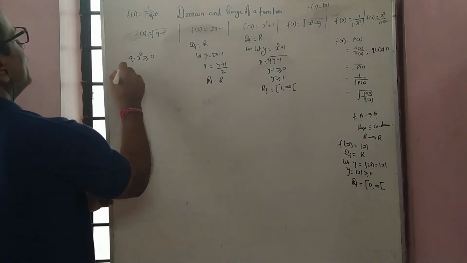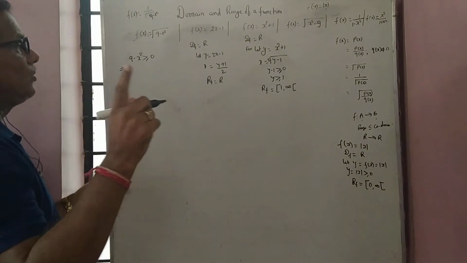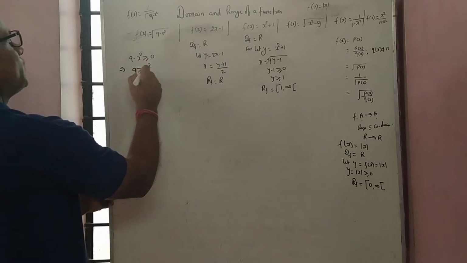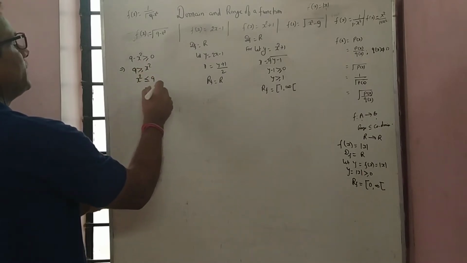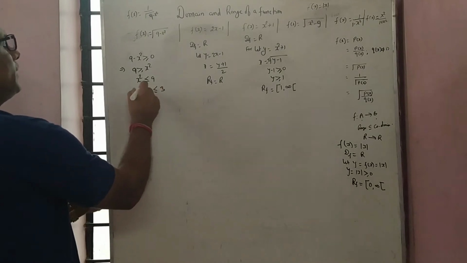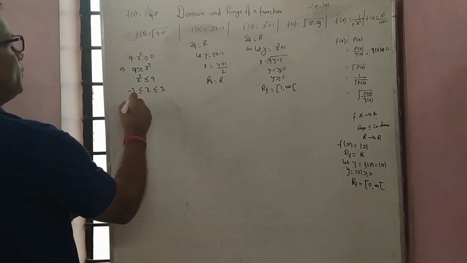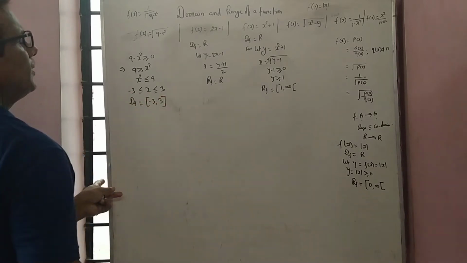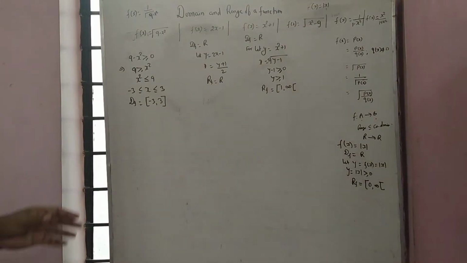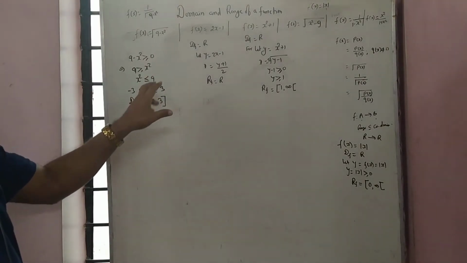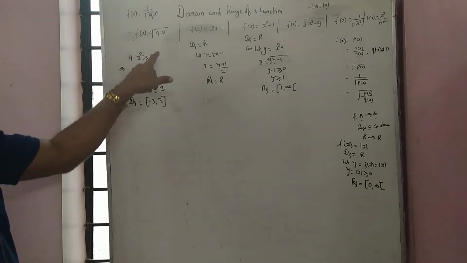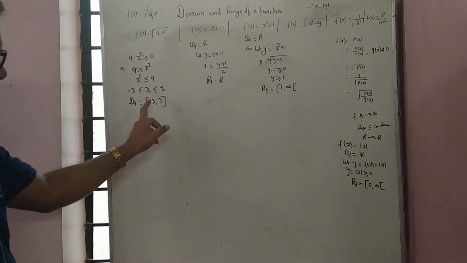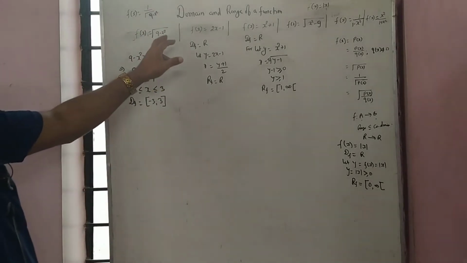Here you have to write, for real values of x, 9 minus x square is greater than or equal to 0. So 9 is greater than or equal to x square. X square is less than or equal to 9. X is less than root of 9, that is 3, and greater than minus 3. So the domain of this function is minus 3 to 3, including 3 and minus 3. Any value between minus 3 and 3 is possible. Any values of x which lie between minus 3 and 3 are possible for this function to be defined. So the domain is minus 3 to 3, a closed interval. Maybe 3, maybe minus 3.